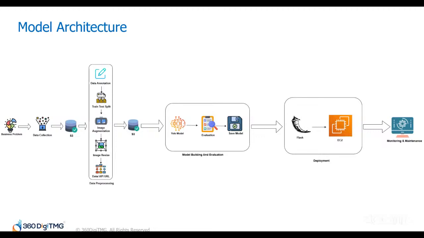In this case, we have used multiple YOLO models. Since YOLO is very good at detecting objects in a particular image, we have gone with multiple YOLO models: YOLO V8, YOLO V9, YOLO V10, and YOLO V11, which is the latest version of YOLO. Based on the data size, we have used these four YOLO models, and we have tried multiple YOLO models.